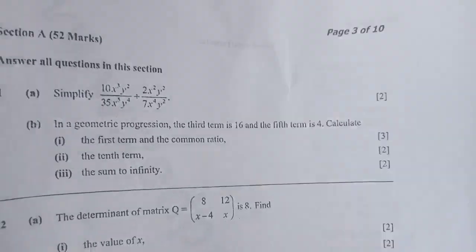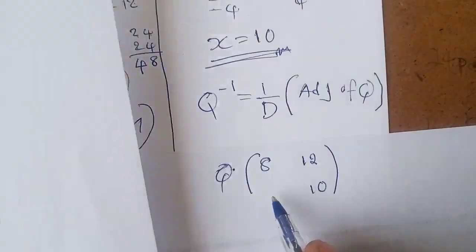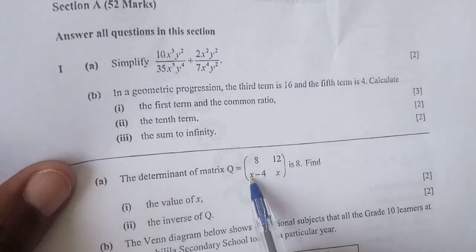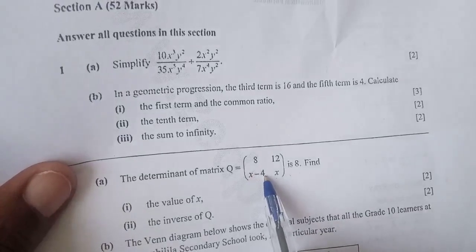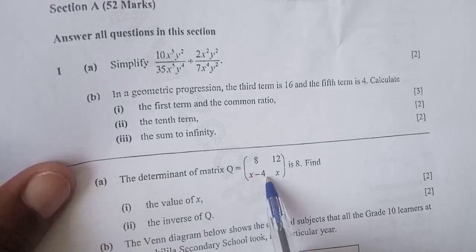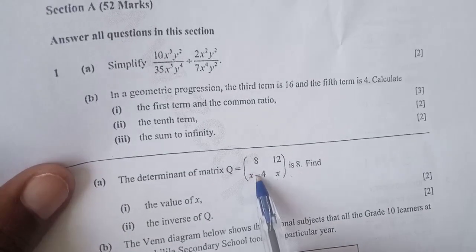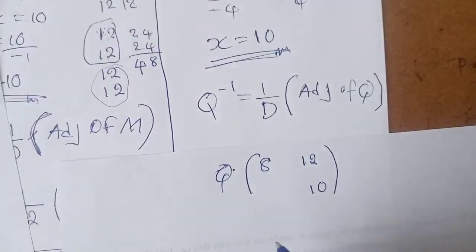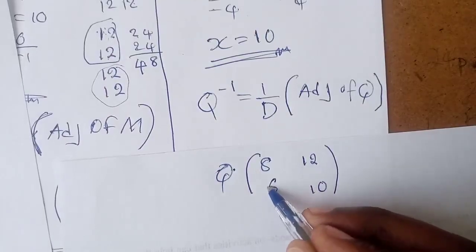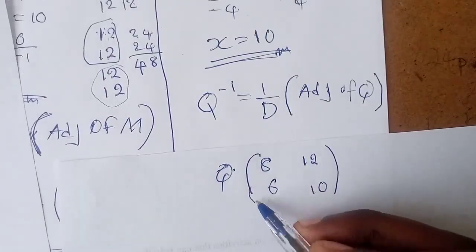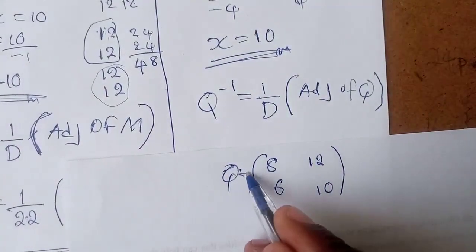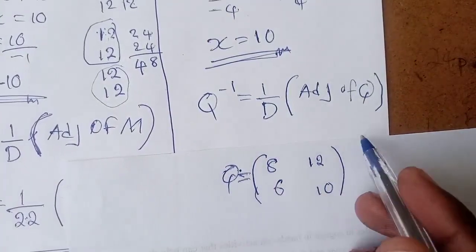Then here they said that it is what? x minus 4. Okay, so x minus 4. So meaning that it's 10. The value of x is 10. 10 minus 4, that is what? That is 6. So it will be 6 here, like that. So this is the matrix Q.